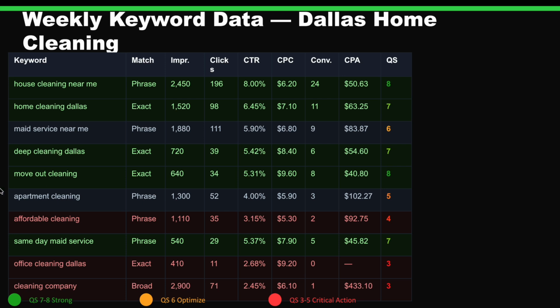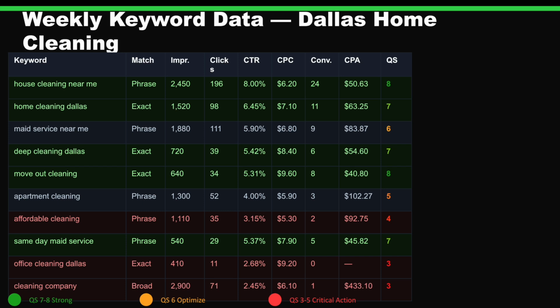And then look at the orange ones. Like maid service near me, and also so in here the quality score is 6. Not pretty, not terrible, but there is room to grow. Now look at the red ones. Cleaning company, office cleaning, and also others. So in here the quality score is not good. The quality score is very low.